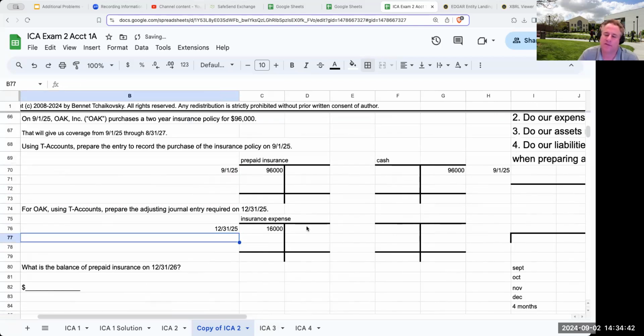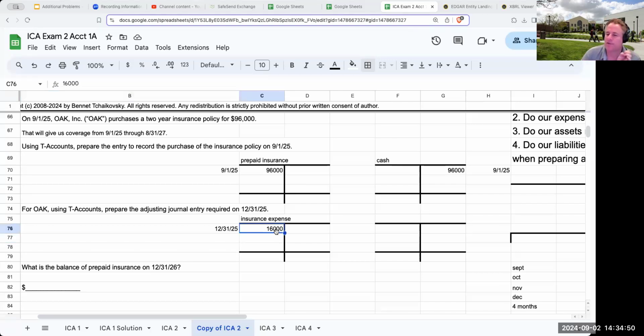Now, for every debit, I need a credit. So when I look at my assets, I know that this is correct because this is showing my future use. For here, I'm going to credit prepaid insurance.